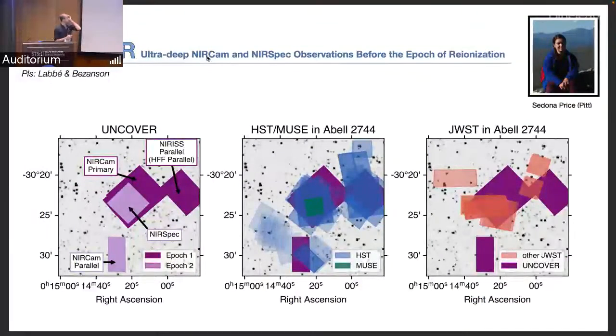And in this context, I want to talk about our UNCOVER survey, which is targeting one of the Frontier Field clusters, Abell 2744. UNCOVER has two components. It has one ultra-deep NIRCam imaging on the center of the cluster here with NIRISS parallels, and the second component is a NIRSpec follow-up with multi-object spectroscopy. And this cluster is very nice because it has MUSE spectroscopy, which helps a lot to model the lensing effects in this cluster, and has also lots of HST ancillary data.